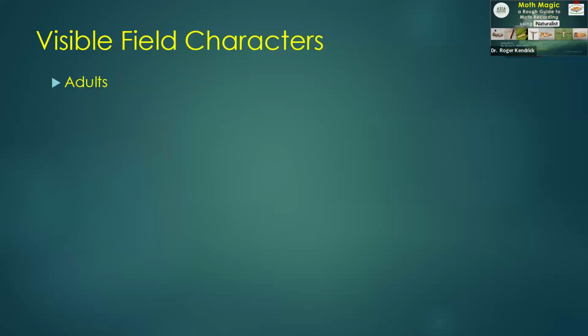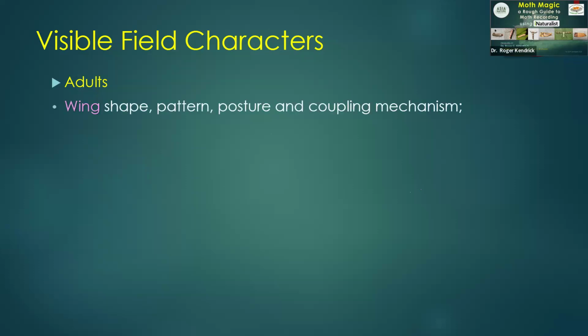Visible field characters, and this is where we somewhat depart from strict taxonomic interpretation and start roughing it. Look for the wing shape, how the moth sits. Look, if you can, sometimes you can, at the posture and how the wings are coupled. That's getting a bit technical, might come back to that later, but the coupling mechanism is one way of separating moths and butterflies. Look on the head, at the form of the antenna and of the labial palps. We'll come back to that in a moment.